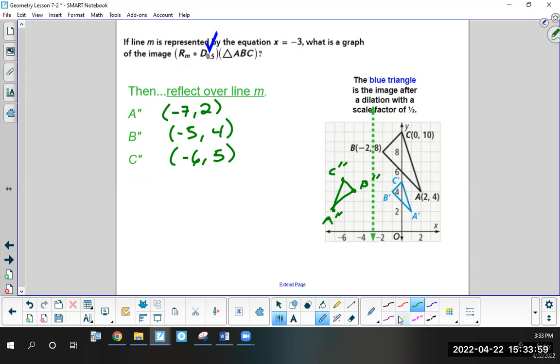Okay, so we're going to figure out, was this similar? Is the shape the same? Yes. Is the size the same? No. So technically, these are similar. It's a similar transformation.